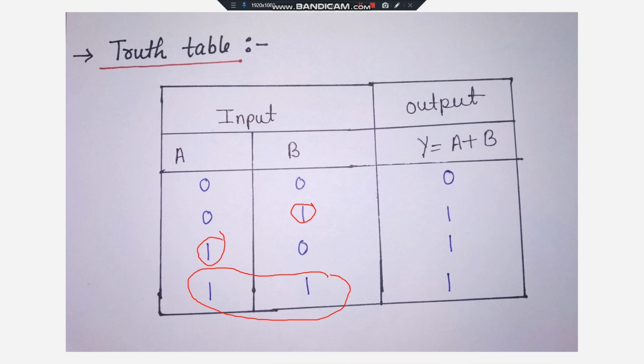Okay, or you can say if all the inputs are high, we'll get output high, otherwise we will get output low. That means if we have both low values in the input, we will get output low. So I hope now it is clear to all. Okay, so here we have done with the AND gate and OR gate. Now we will do the NOT gate.